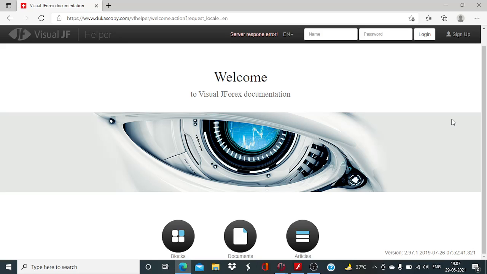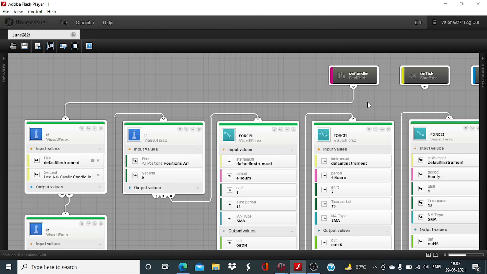In today's session of Visual JForex, we will be continuing our algorithm development using the indicator force index. This is the second part, and in today's session, the focus is going to be on completing the buy side of the equation. So let us now head to the Visual JForex board, which has been developed by the Dukascopy Bank SA.